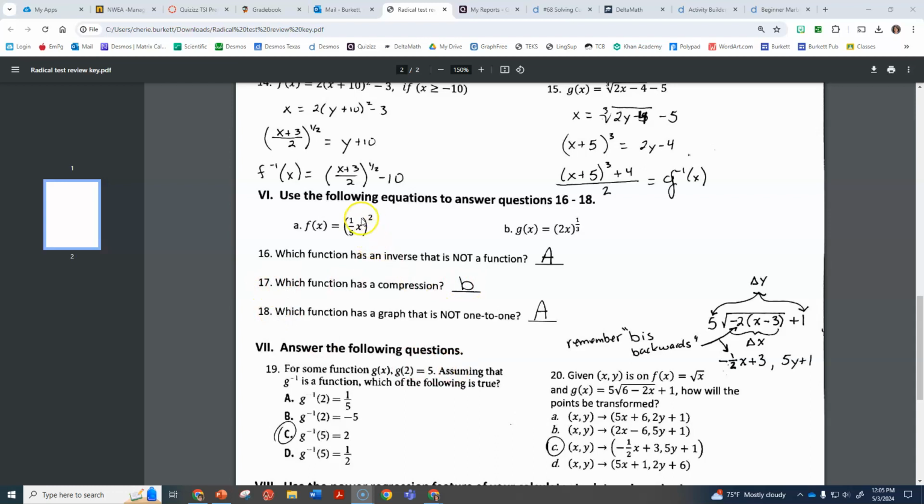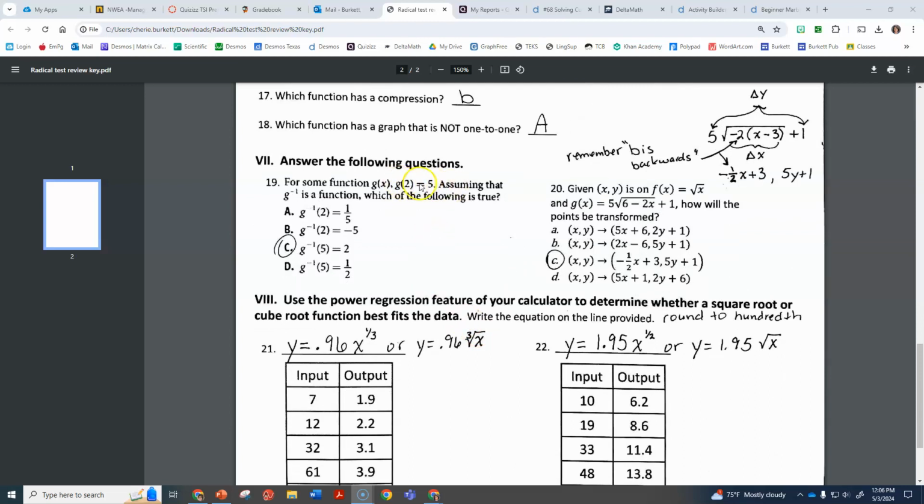Which one has a compression? Remember when B is backwards, so you see the fraction, you want to think compression, but it's not. This is a stretch by a factor of 5. This one is a B. We know it's a B because it's inside. We see a number, we think it's a stretch, but it's actually a compression by a factor of 1/2. So which one has a compression? That's this one.